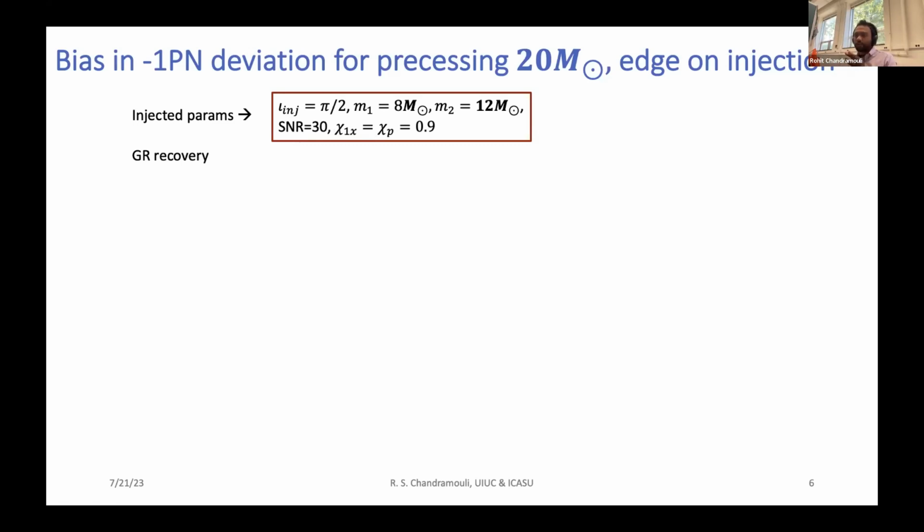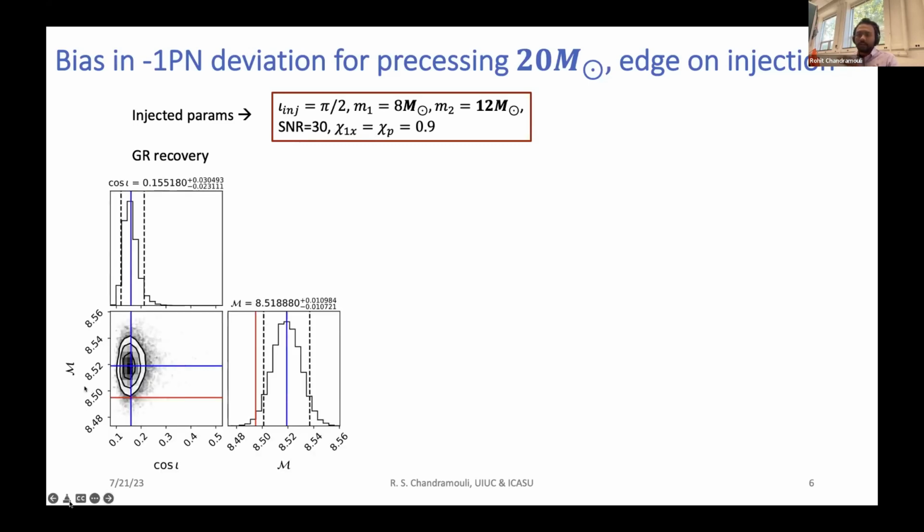First, I'm going to show you what the GR recovery looks like. This is the recovery with just IMRPhenomD, and I'm only showing the subspace of chirp mass and iota in this plot. We see that the recovery of chirp mass is very significantly biased. The injection lies outside the 90% credible intervals, which are given by the dashed lines. So this already tells us that there should be some impact of this bias on your parameterized test.